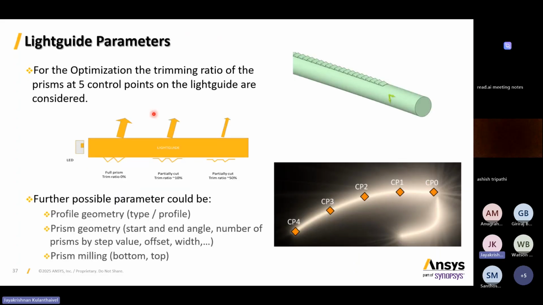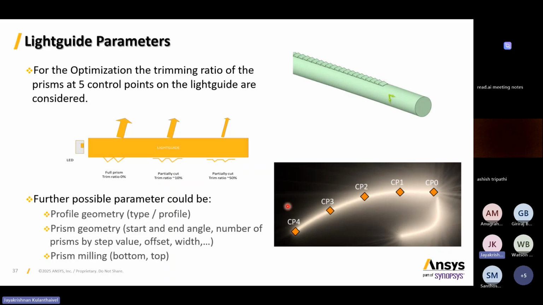So the light gate parameters that we have taken. Here you can see this is the light gate that we have designed, and the trim control point is nothing but how much of the prism is extruding out of this particular light. As you can see, if the trim ratio is 0%, the entire prism is there, and if it is 10%, you can see a partially cut one, and if it is 50%, half of the prism is gone. So this is what the trim points mean.